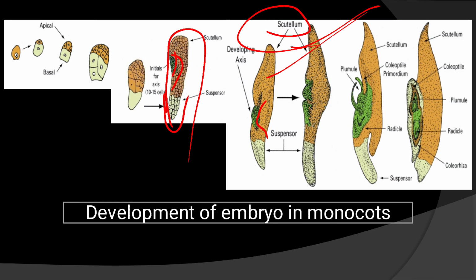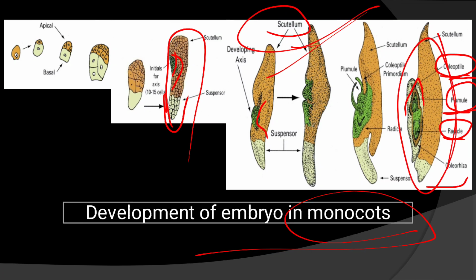Now let's see the diagram of the embryo. Here this plumule, which is the future shoot, is covered by a sheath-like structure that is known as coleoptile. Okay, coleoptile is the sheath of the plumule, whereas coleorhiza is the sheath of the radicle. Radicle is the future root. Okay, so coleorhiza is the sheath of the radicle, coleoptile is the sheath of the plumule. Isn't it? Alright, suspensor gets degenerated later on. This is how the development of embryo takes place in monocot.